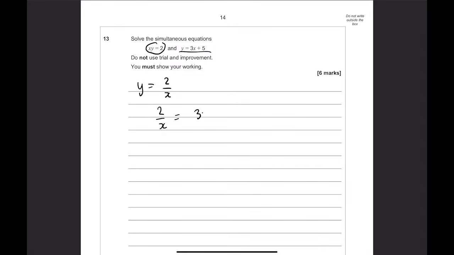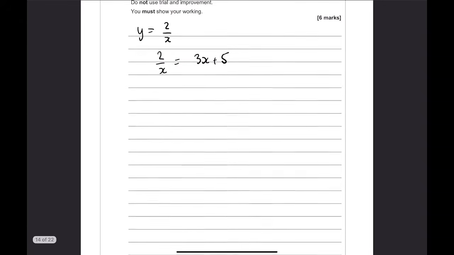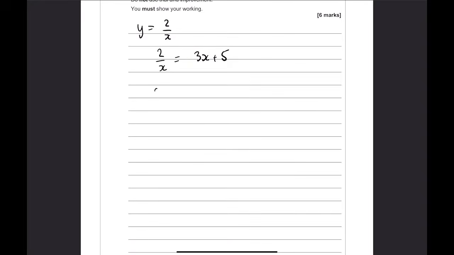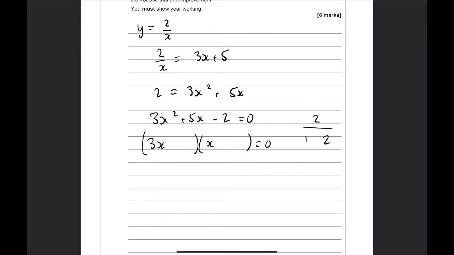So 2 over x equals 3x plus 5. Again, we don't like the fractions, so we're going to multiply by x, leaving us with 3x squared plus 5x. If we bring everything onto one side, we can solve it like a quadratic. Now factorising this, we can have 3x in the front of this bracket and x in the front of this one. And to get 2, you can only multiply 1 and 2, which makes our life very easy. Plus 2 this side, minus 1 that side. So x must be a third, or x must be minus 2.